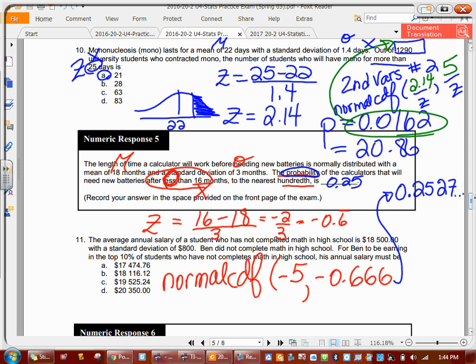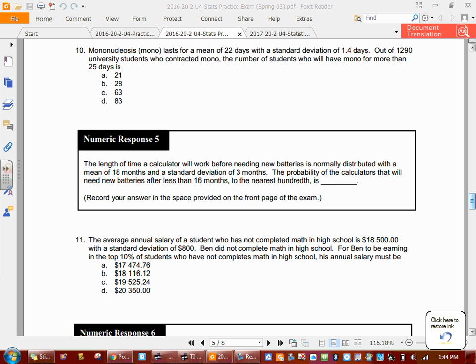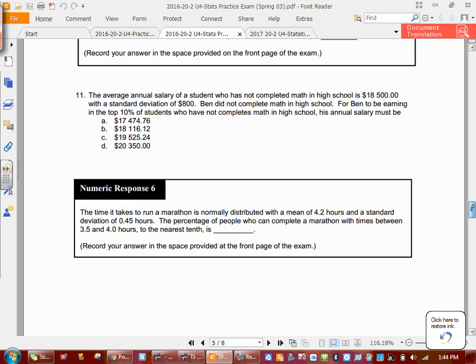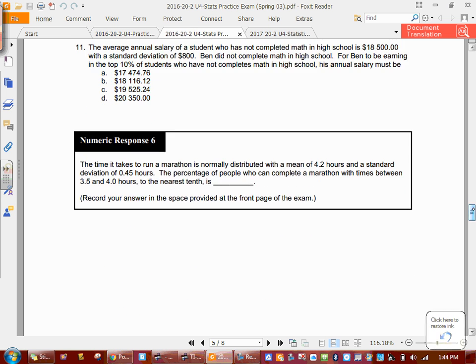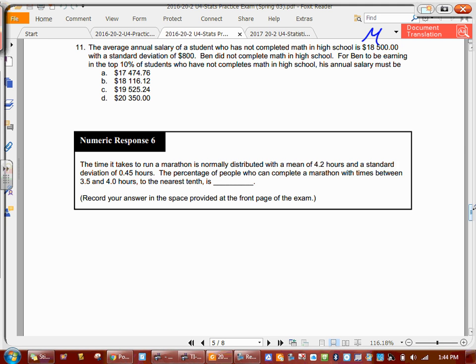Numeric 6 and multiple choice 11. So multiple choice 11 here, we got the average annual salary is this much for a kid that doesn't complete high school math, with a standard deviation of $800. Ben didn't complete his math, so for him to be in the top 10% of the earnings, well, if he wants to be in the top 10%, what does that mean? Well, that means he wants to be way up here.